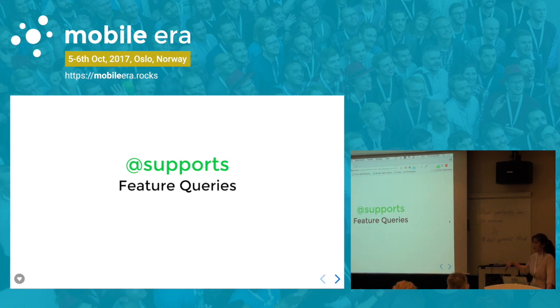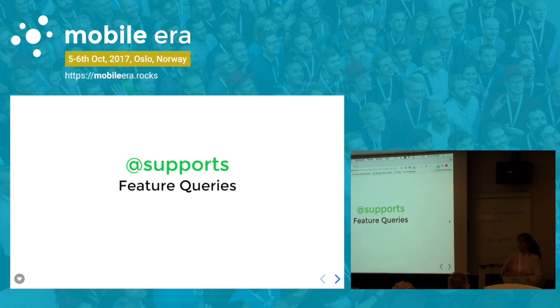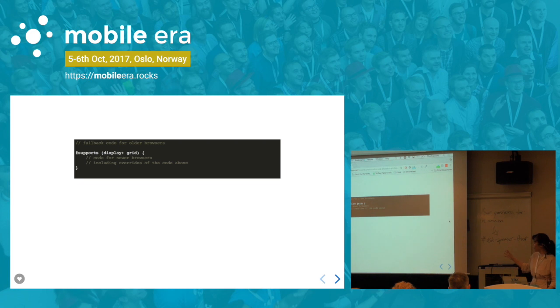One of those is feature queries. Feature queries have been out for quite some time now, but I think they have been gaining traction lately because of the new features that we have in CSS. And what is feature queries? You can think of it as an if statement in your CSS to check whether your browser supports a particular CSS feature or not, which is pretty cool. It's like Modernizr in your CSS. How you would use feature queries is very easy. You would write your fallback code first, and then use the supports query to add the code for newer browsers, and include any overrides for the code above if need be.